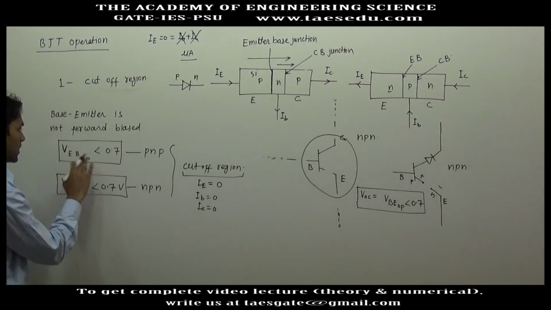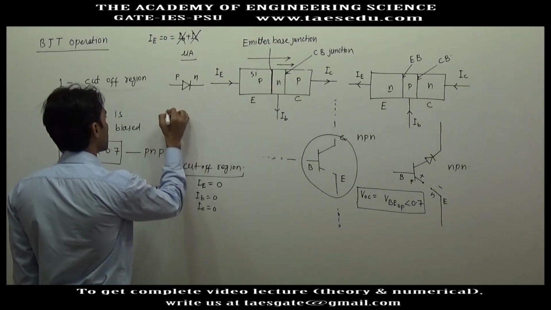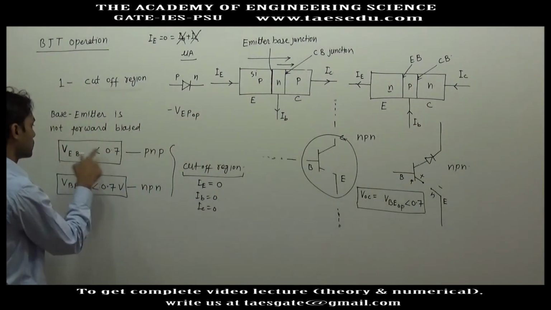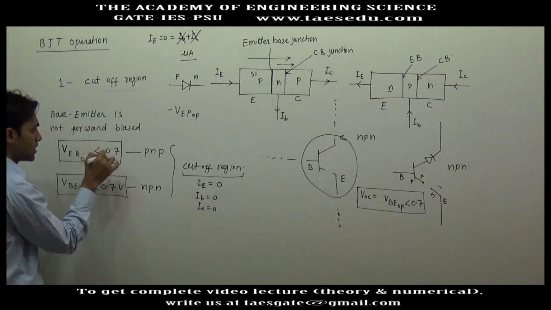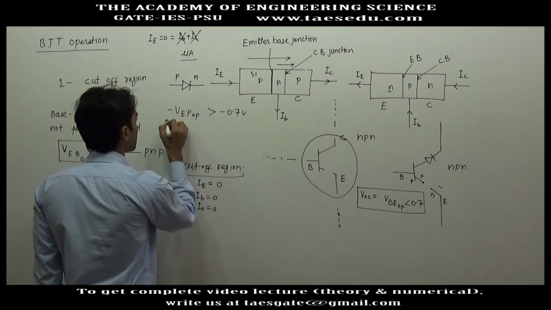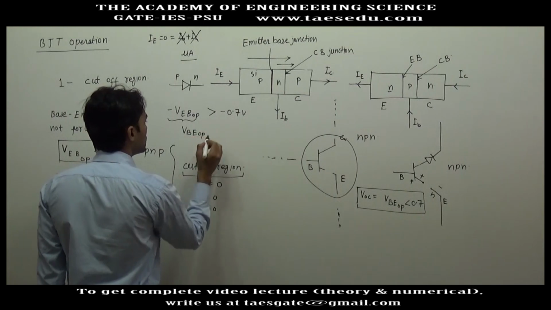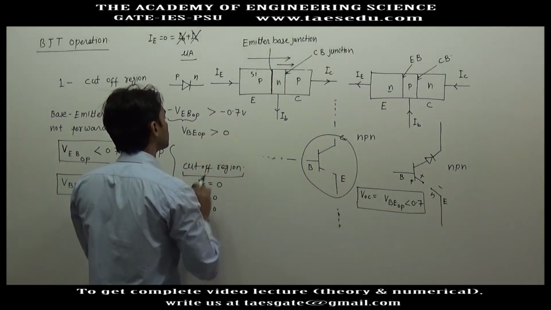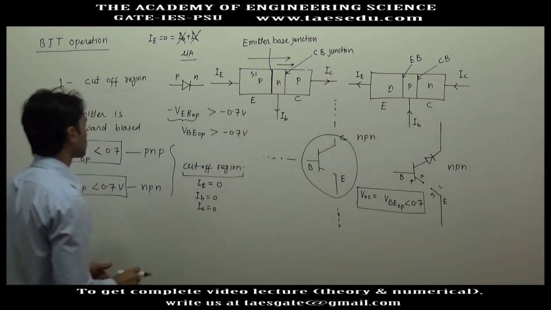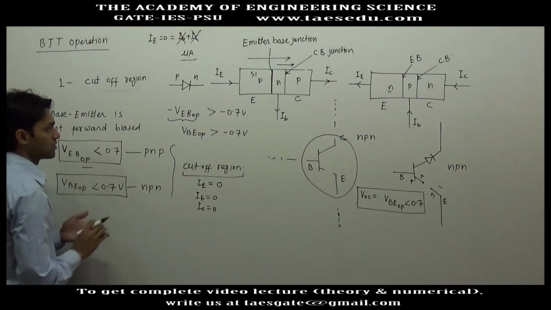If you add a minus sign to both sides, what will happen? Minus of VEB open circuited. If you add minus to both sides, the sign of inequality will be reversed. This must be greater than minus 0.7 volt, and minus of VEB will be VBE. VBE must be greater than minus 0.7 volt. But I think this is better to remember. Leave it.